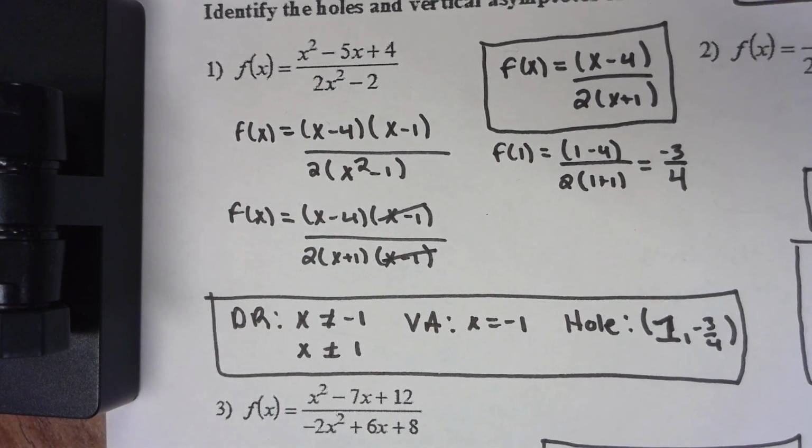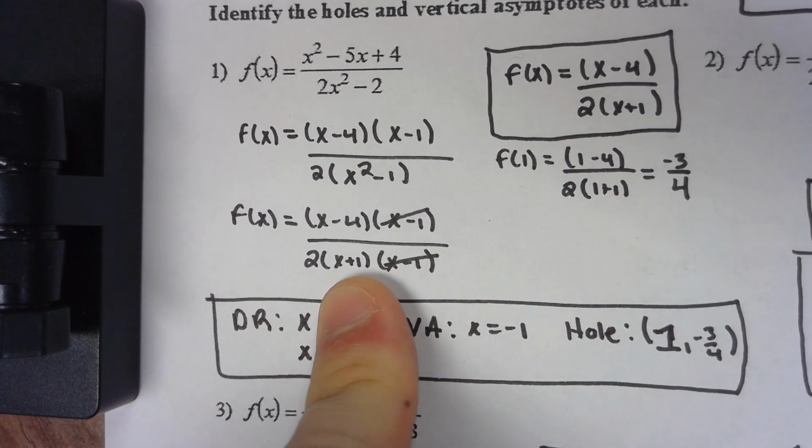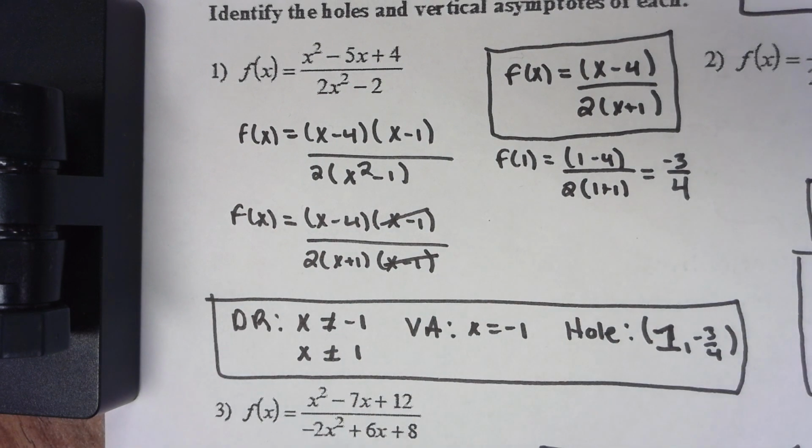We need to recognize that that might factor. And it factors by me finding numbers that add to 0 and multiply to negative 1. That'd be positive 1 and negative 1. So that denominator factors to x plus 1 and x minus 1.